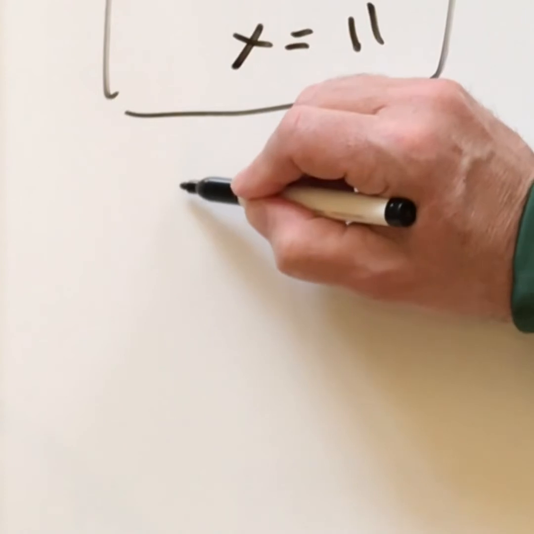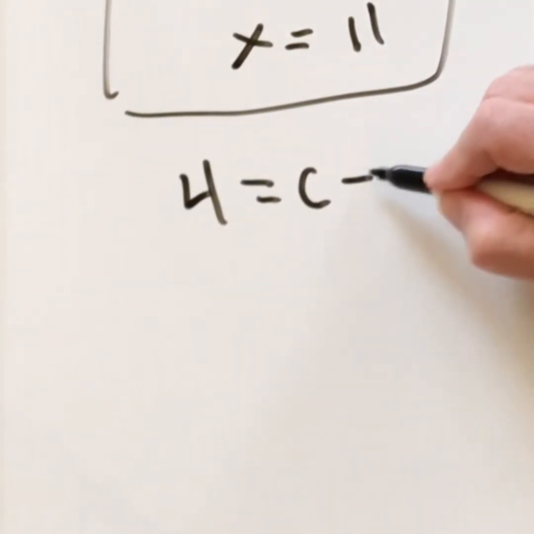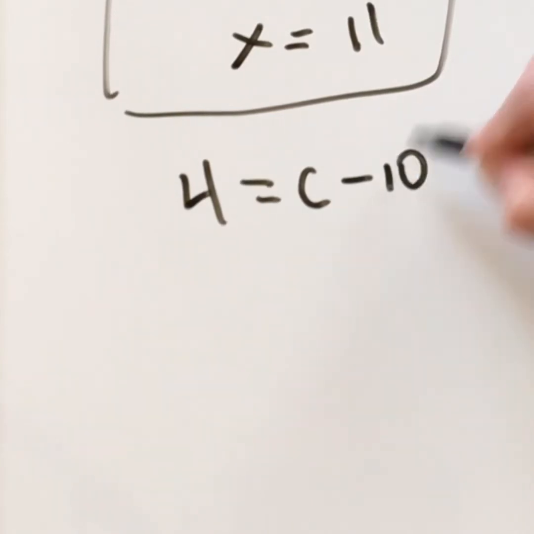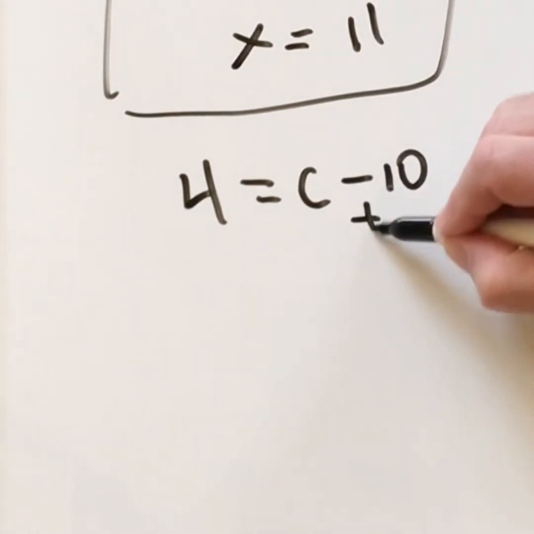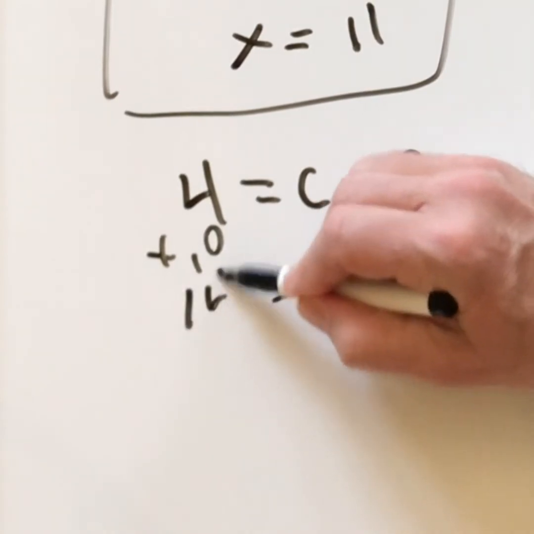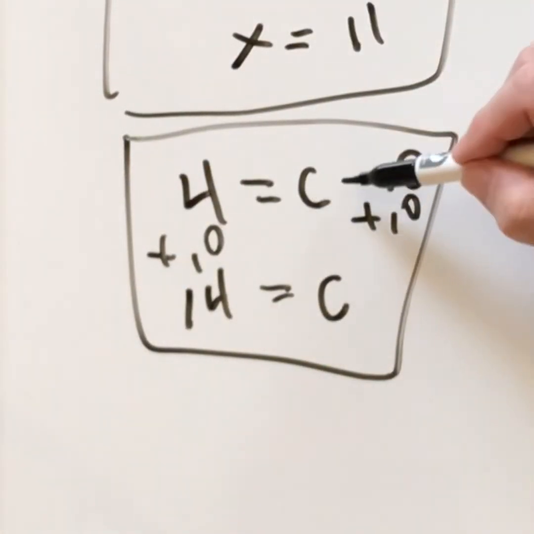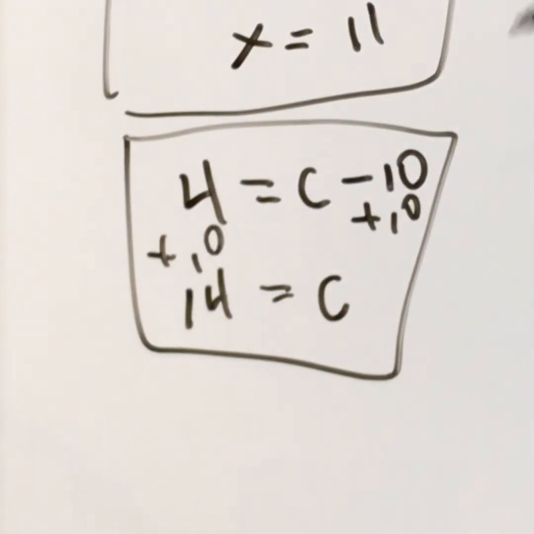And you could have 4 equals c minus 10. What do I do? I try to get rid of this minus 10. I add 10 to it. Add 10 to that side. The c is by itself because that would be like 0. And c equals 14. Checking your answer. 14 minus 10 does equal 4. That's how you show your work.